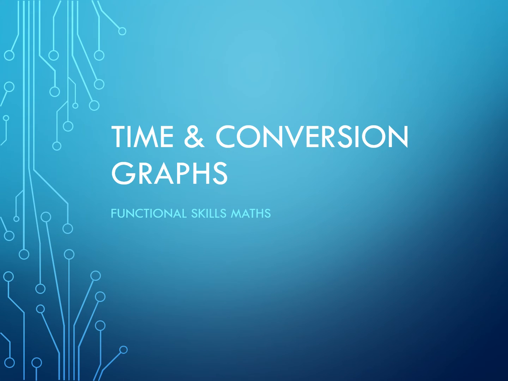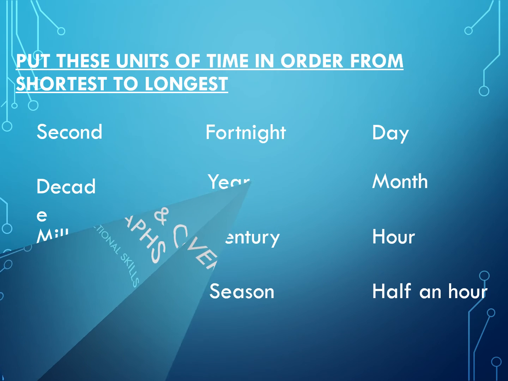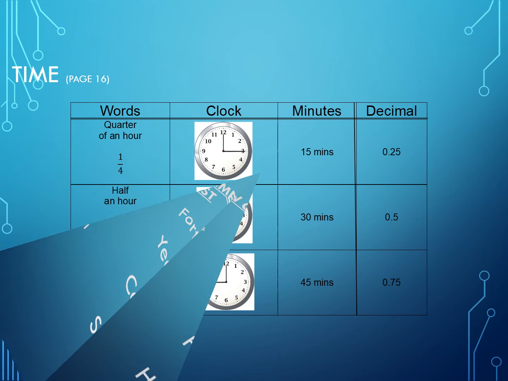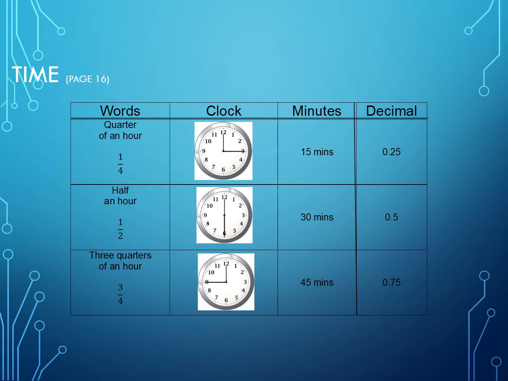Another aspect of conversion is time conversion and coming across conversion graphs. First and foremost, I'd like you to put these units of time in order from shortest to longest. By default, this means that you need to know what each one means. Now, the next important part is to understand what quarter past and quarter to are all about. The word that we use is quarter of an hour.